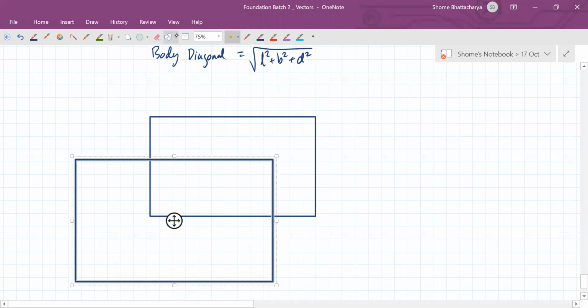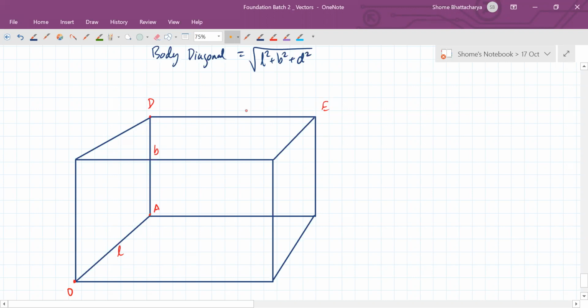This time we will visualize the cuboid from a slightly different angle. I mean, we will visualize the body diagonal from a slightly different angle. Let's take this corner as our origin O and this as A. So this length is L, then this point is our D. So this is the breadth, let's say. And from here this point is our E. This side is our depth.